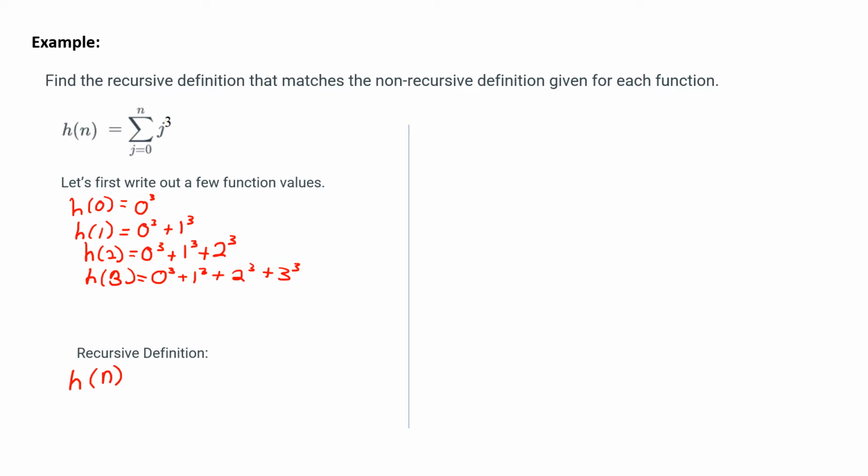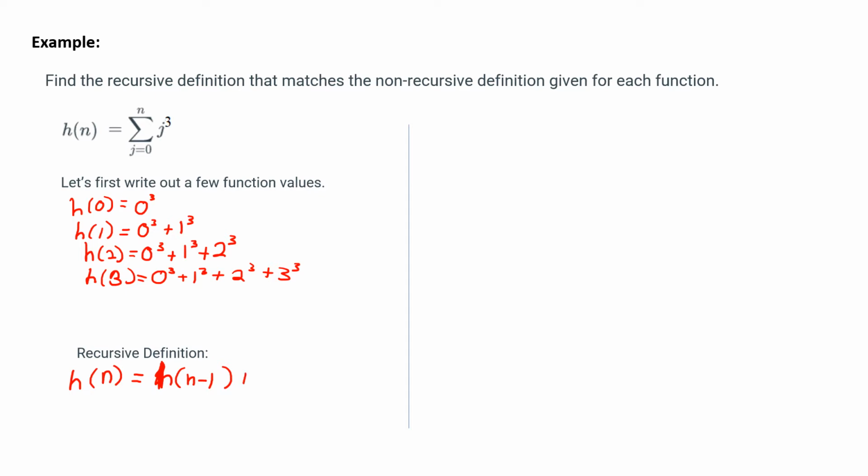H of n, I could say that's defined as h of n minus 1, and then what? I'm trying to make this look a little better here, because the n's and h's are kind of looking the same. So here I'm trying to define h of n, and I want to define it in terms of h of n minus 1. So what's the difference between some value and the previous value? It's just that last term.